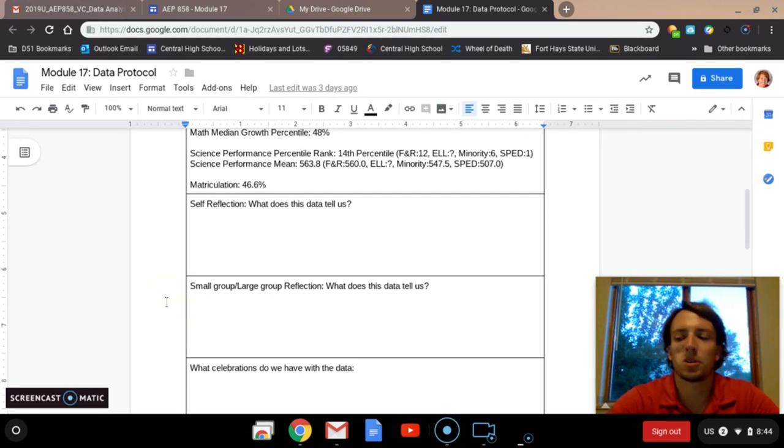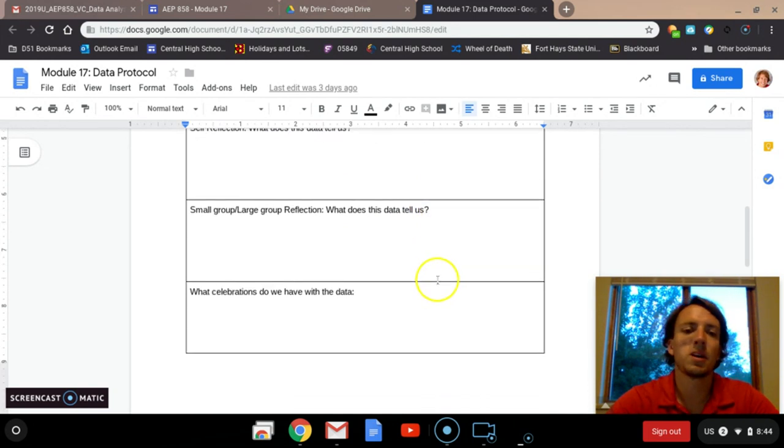Something we work on at Central a lot is getting teachers to start talking to each other and working together. And so I have a lot of sections here where small groups or large groups will get together and start looking at the data and talking about what they told themselves and start sharing that and seeing what ideas they come up with versus what other teachers have come up with.